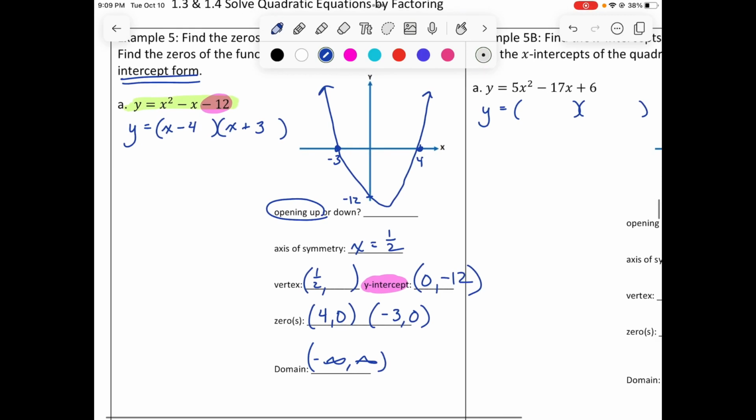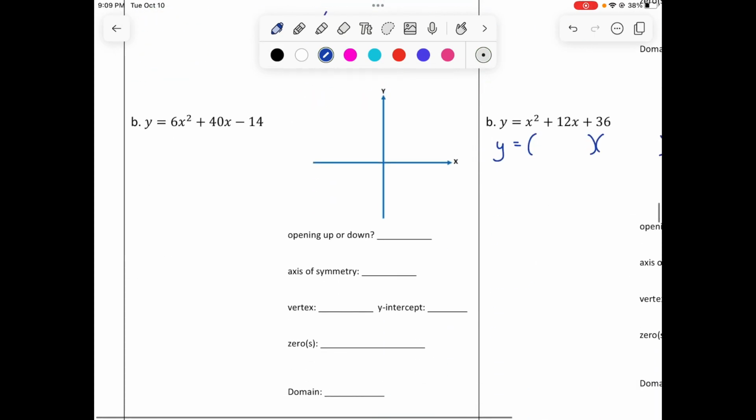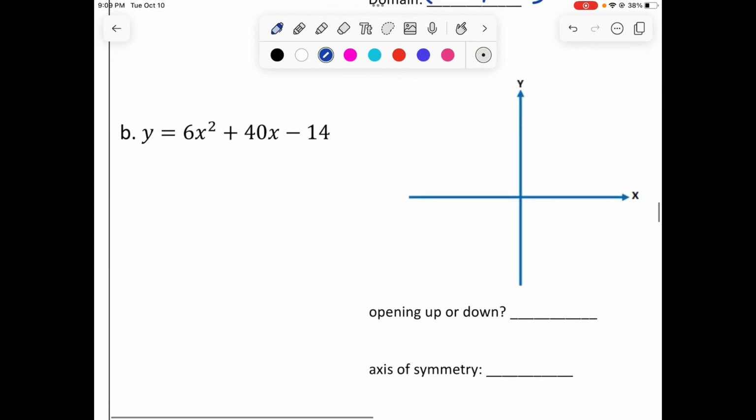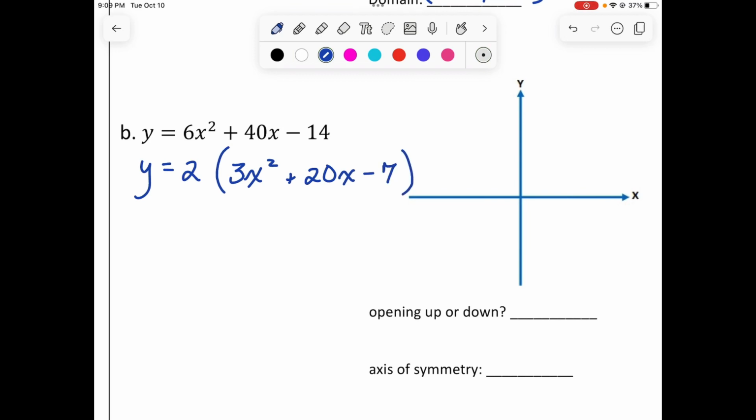All right. Now let's go ahead and scroll down and look at this next one. So to convert this into intercept form, the first thing you should always do in factoring is what? Hopefully you said find the GCF. So what is the GCF between these three terms? It would be 2. So you're going to factor out a 2. And when you do this, 6x squared divided by 2 is 3x squared. 40x divided by 2 is 20x. And 14 divided by 2 is 7.